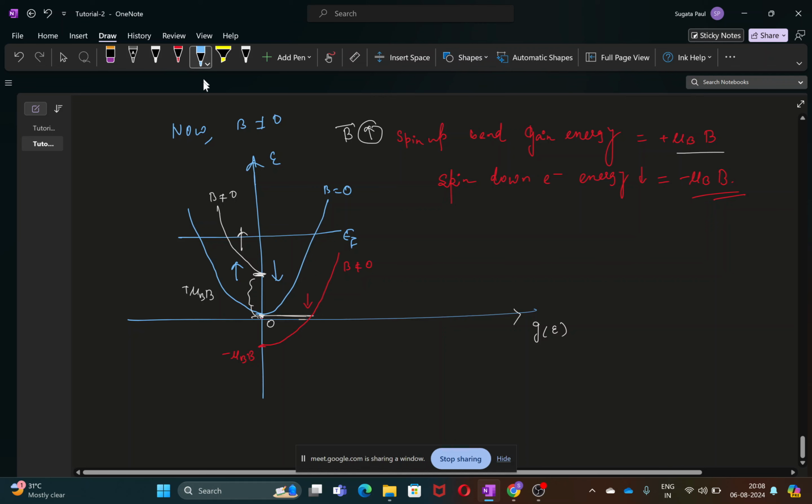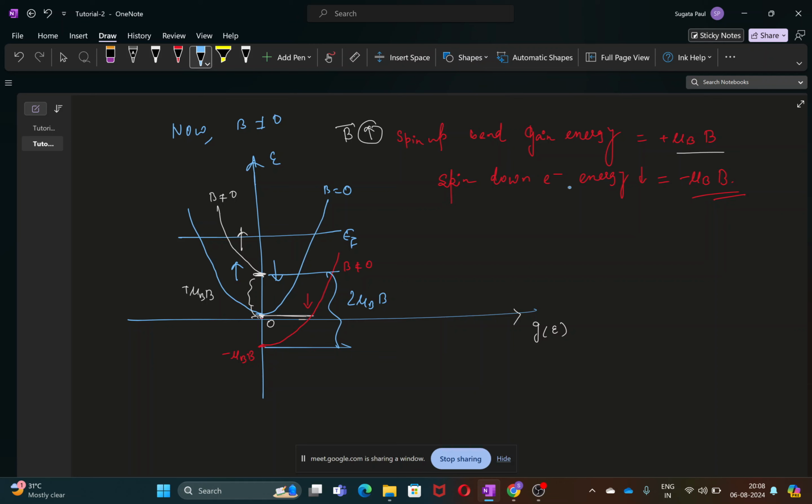Okay, so now you can see that there is a total offset of 2 mu B times B, which is basically the energy difference between the two spin bands, because one spin band has gone up by plus mu B B and the other spin band has gone down by minus mu B B. So the net energy difference that has made the bands split from each other is 2 mu B times B, which is evident.